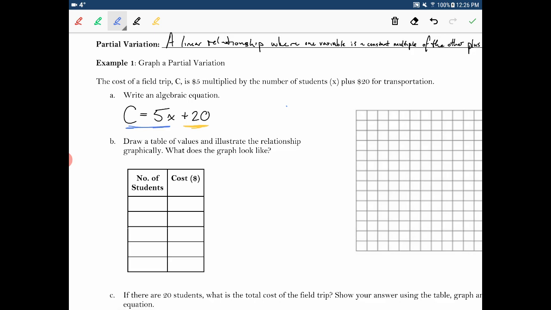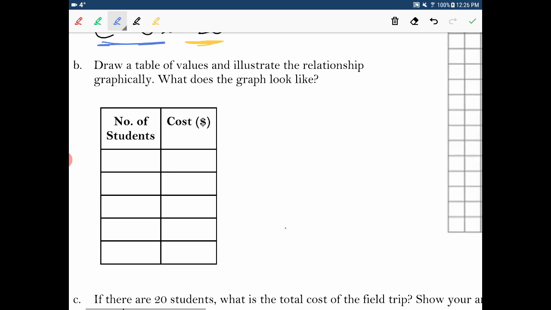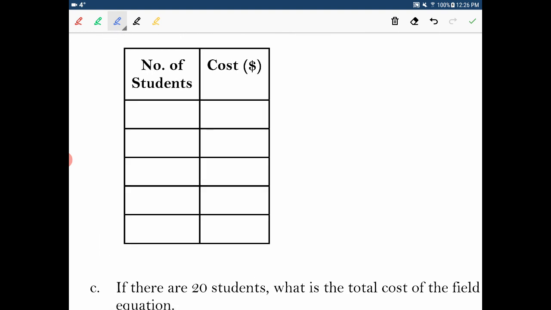So we're going to draw a table of values and illustrate the relationship graphically, which just means fill in the table of values and graph it. So we will do, let's just go 0, 1, 2, 3, 4.